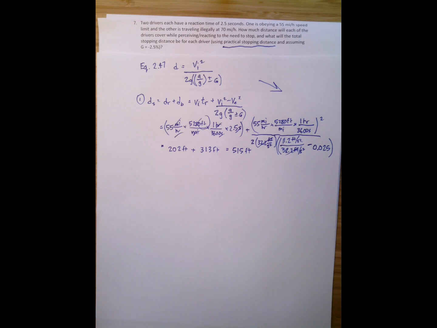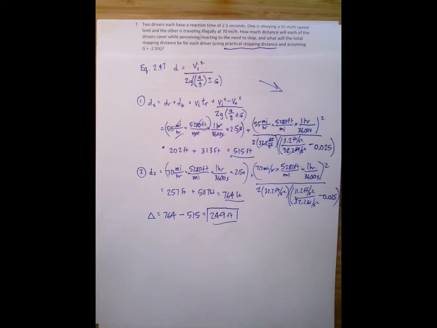Now I'm going to do the same thing for driver number 2. So as you can see for the second driver, because the speed is higher, the distance traveled during perception and reaction is 257 feet, and the distance traveled while braking is 507 feet, for a total of 764 feet. And the difference between the two is 249, or about 250 feet. So the point here is you can compare the impact that exceeding the speed limit has on the ability for a driver to stop for any kind of obstruction in the road or for any purpose.